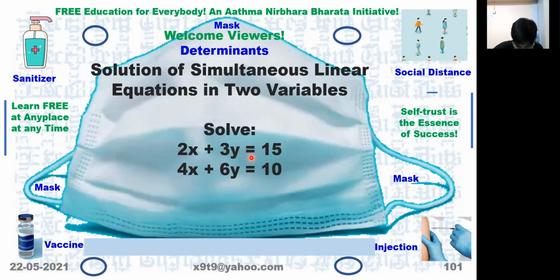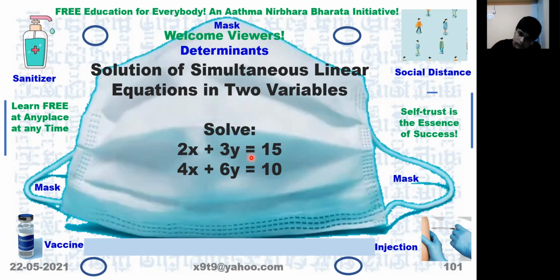If you have the graph sheet, draw the graphs for all these problems. One problem, one graph. That means in each graph there are two equations, so two lines will come. If you draw the graph for all these problems, where there is an answer, the lines will intersect each other.